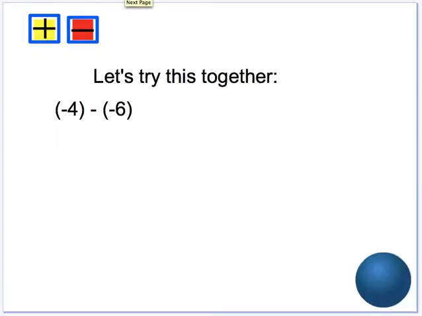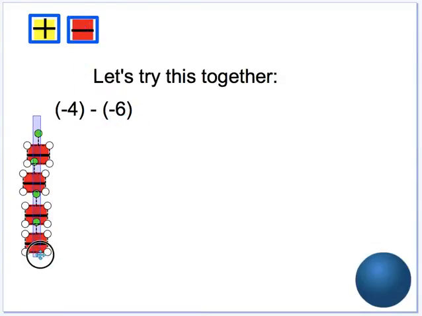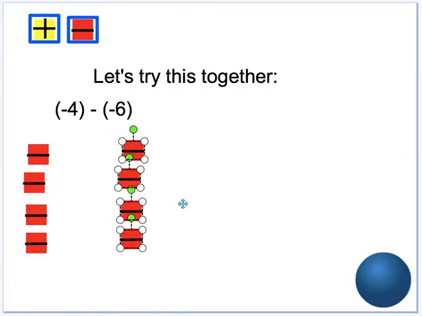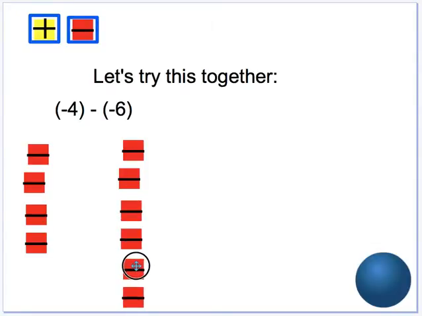Let's try this one together. We represent the first number by putting a negative 4. 1, 2, 3. I hope you like these fancy little negative signs there. Then it said number 2 was to represent the second number with as many 0 pairs as is required. So it's 6. So I need 6 0 pairs. 1, 2, 3, 4, 5, 6. It's going to take a little while.